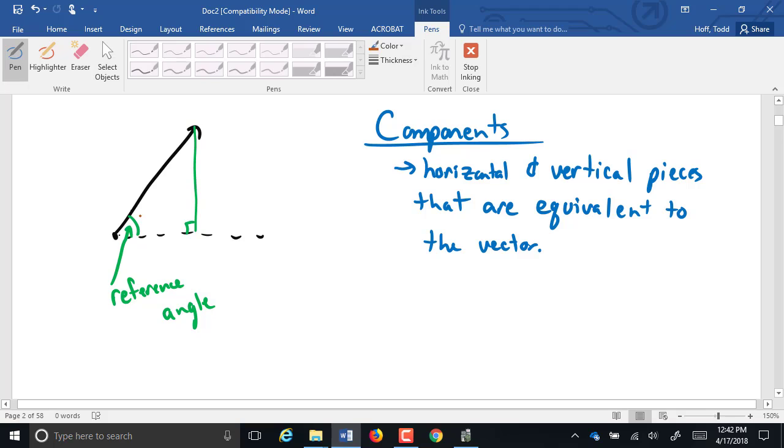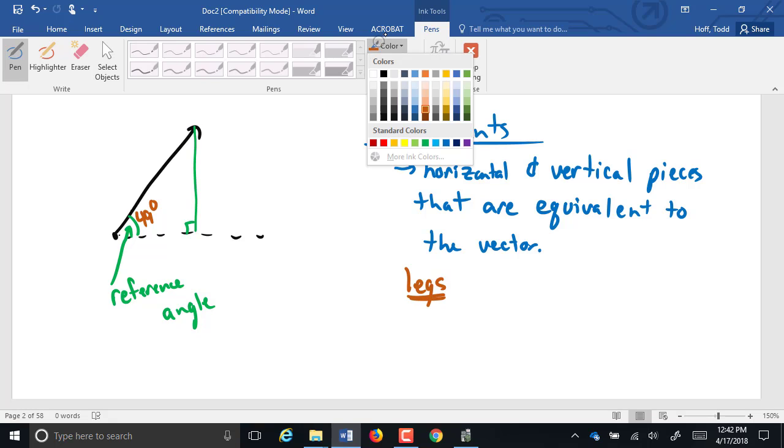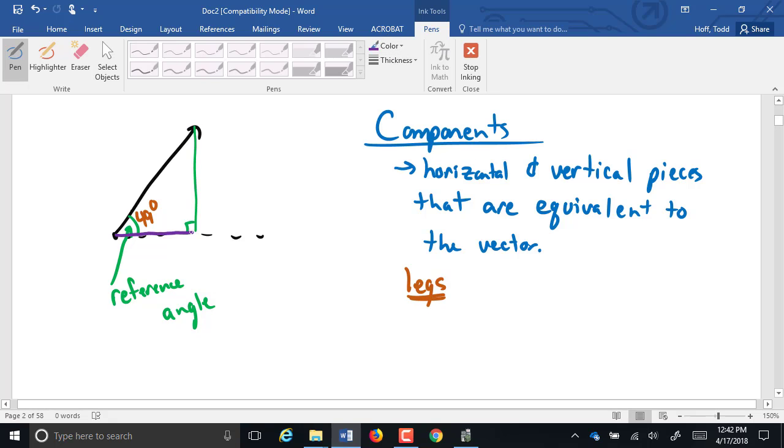So let's say this is still that 49-degree angle. So that reference angle is just 49 degrees. The components are the legs of that triangle. So the horizontal component is this length here. This leg of that triangle is the horizontal component. Now there has to be a direction on it. What direction is that going to point, left or right? To the right, exactly. Why is that? Well, because this end is at the tail of the vector, so that has to be a tail. This end projects up to the head of the vector, so that has to be a head.